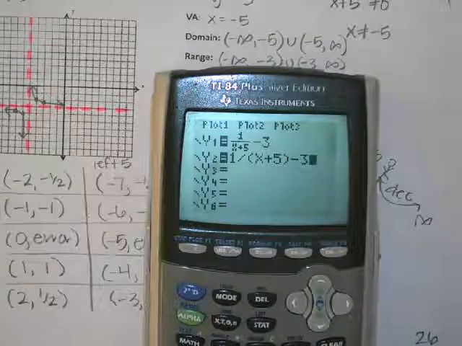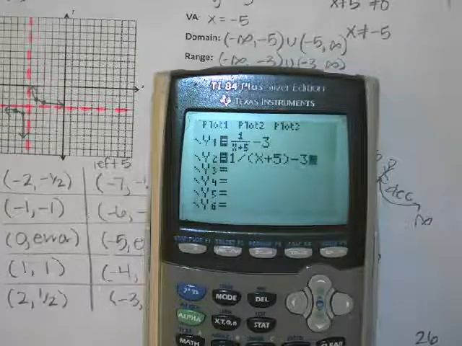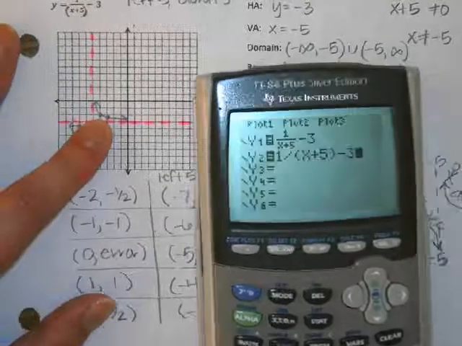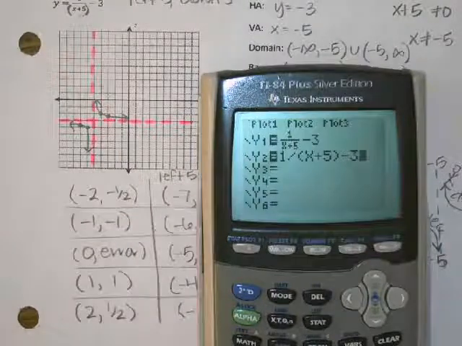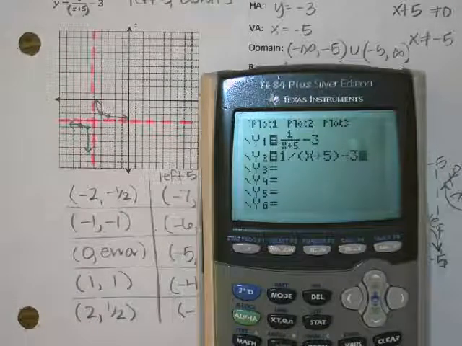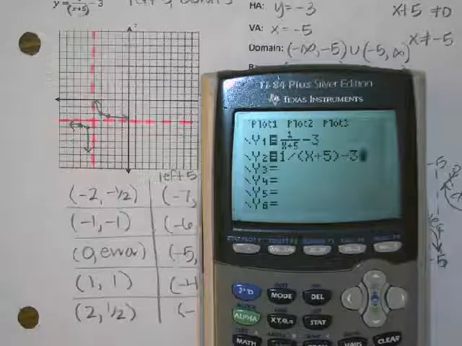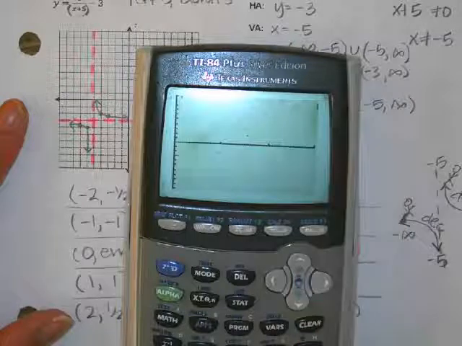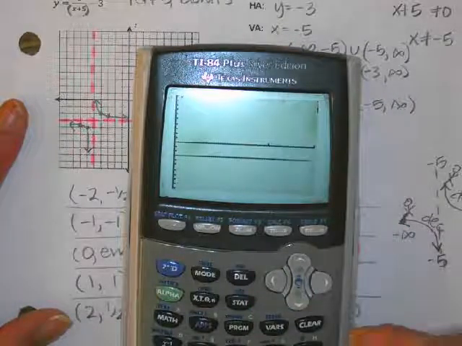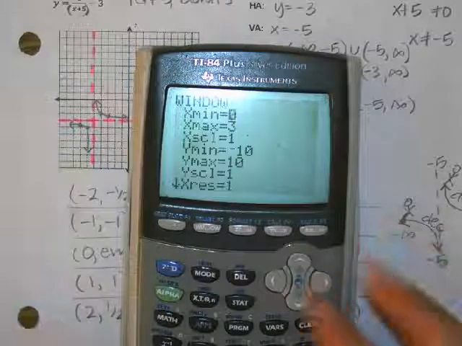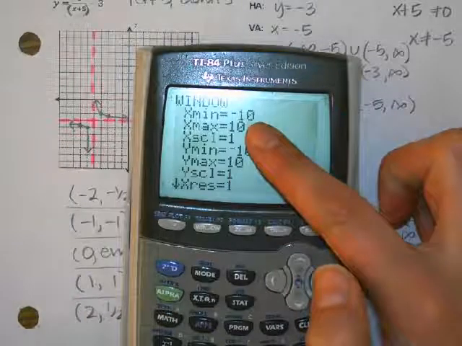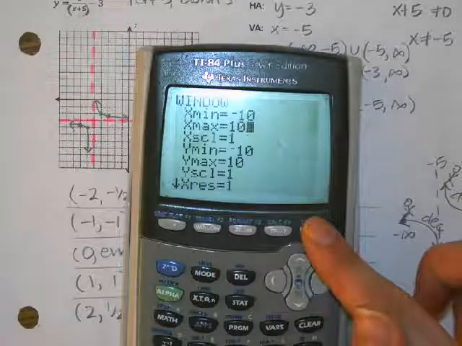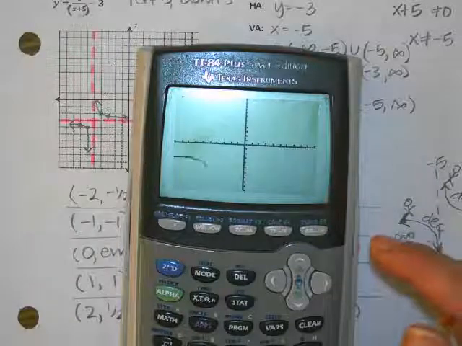So everyone should be graphing it. Can anyone make a prediction about what you think the x-intercept is going to be? What number should the x-intercept be really close to? Negative 5, right? It's going to be a decimal. It's like negative 4 point something. It's going to be really, really close to negative 5. Okay, let's go ahead and graph. Oh, I need to change my window. Your window should be negative 10 to 10, and then negative 10 to 10. That's a good window to use.